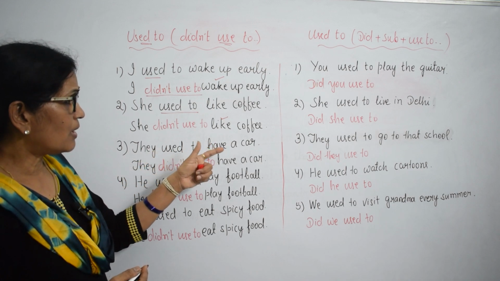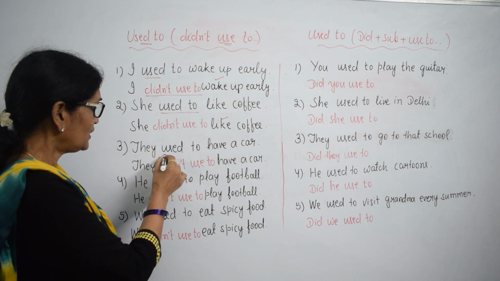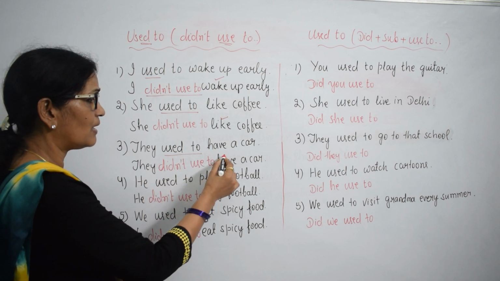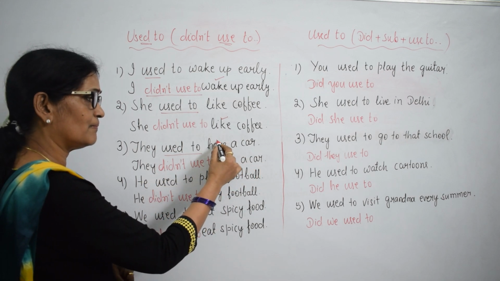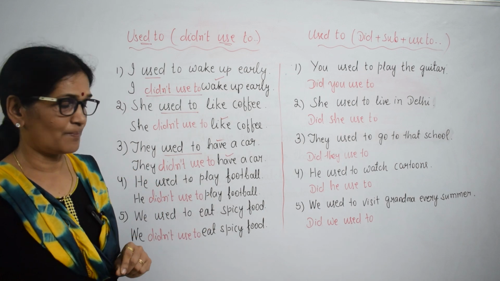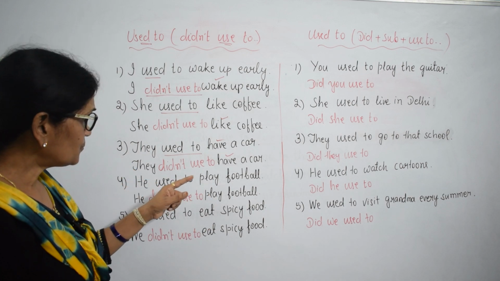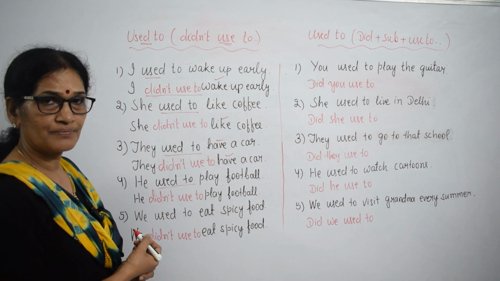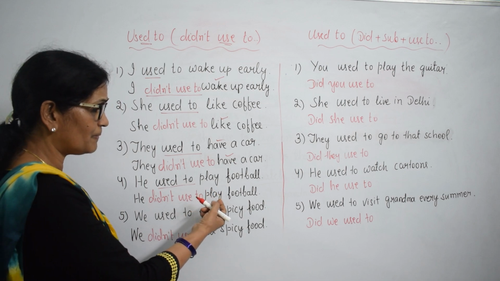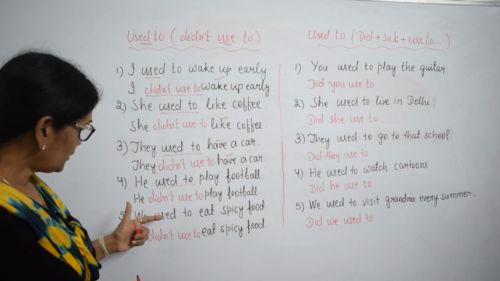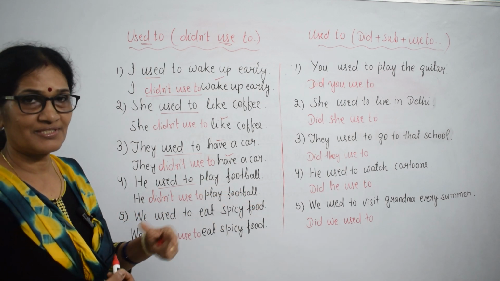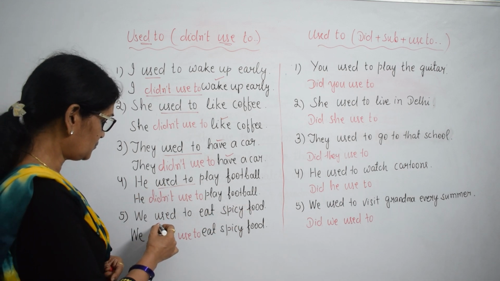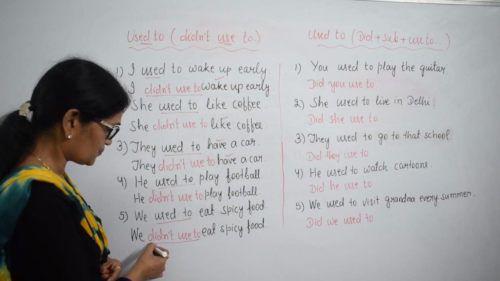They used to have a car. Used to. In a negative sentence, they didn't use to have a car. But the main verb is in the base form. He used to play football. Used to will be didn't use to. Okay, he didn't use to play football. We used to eat spicy food. We didn't use to eat spicy food. Used to, didn't use to.